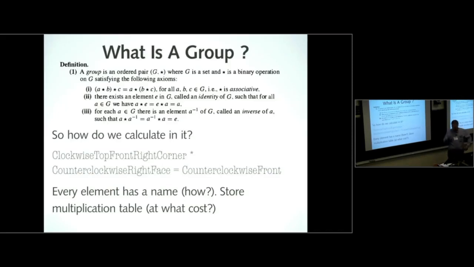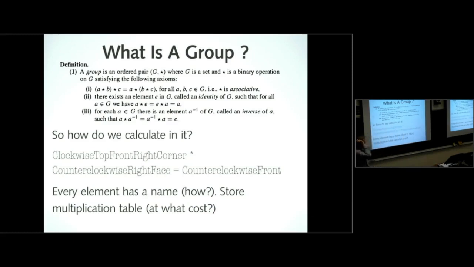So if we go briefly back, what is a group? Well, the definition in the textbook says it's a set of elements with associative multiplication, identity, and so forth. So how do we calculate in a group? If this was a cube and we wanted to look at symmetries of a cube, how do we multiply? The first examples in the textbook give names to rotations. If we rotate clockwise through the top front right corner, and then we rotate the front face, we get a rotation that has some other name.